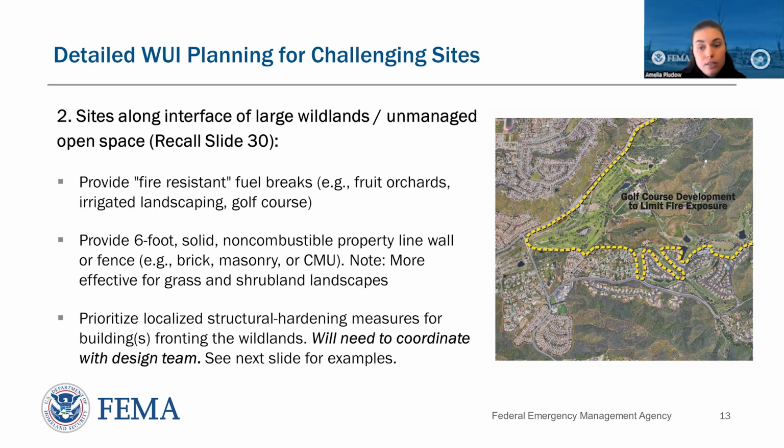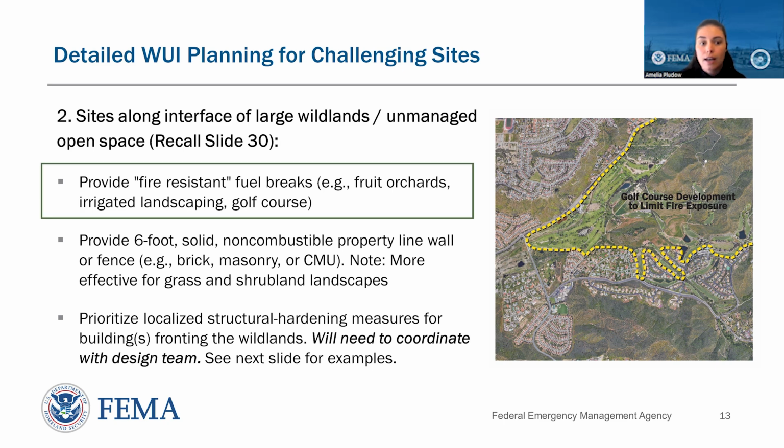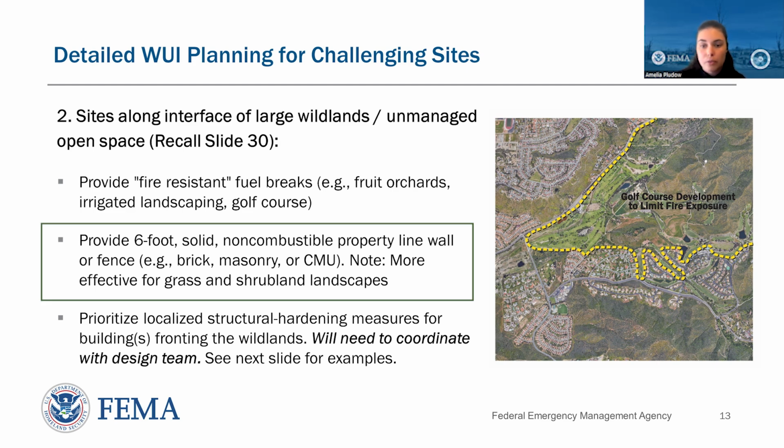So in this context, where a development is within 100 feet of wildland or open space, some recommendations include providing fire-resistant fuel breaks, integrating features like fruit orchards, irrigated landscaping, golf courses, agricultural belts, or other low fire risk uses. Another option is to provide a 6-foot solid, non-combustible property line wall or fence. This is generally more effective for grass and shrubland landscapes.